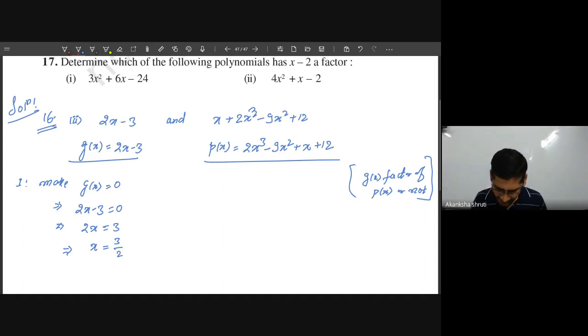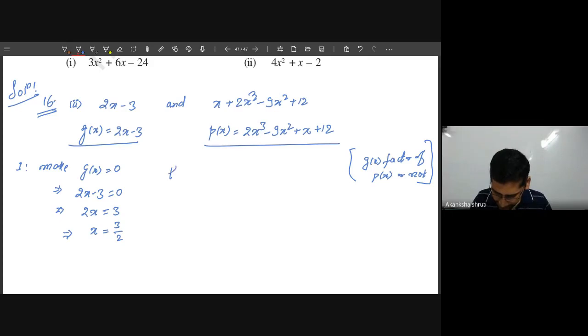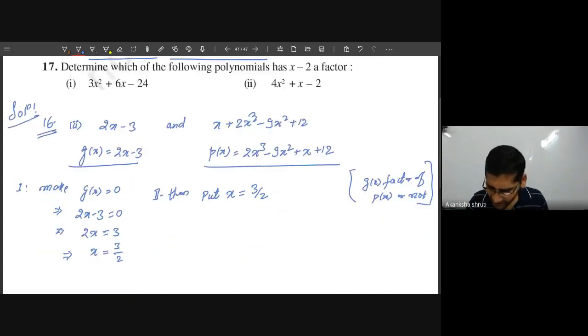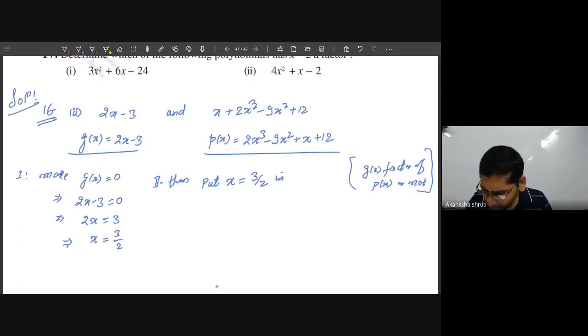In the next step, the second step is that you have to put x equal to 3 by 2 in P(x) and simplify.